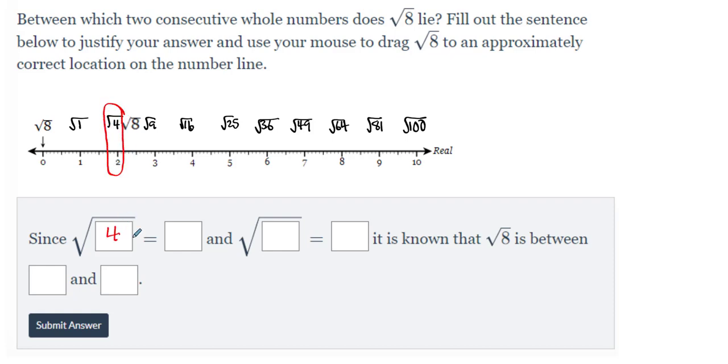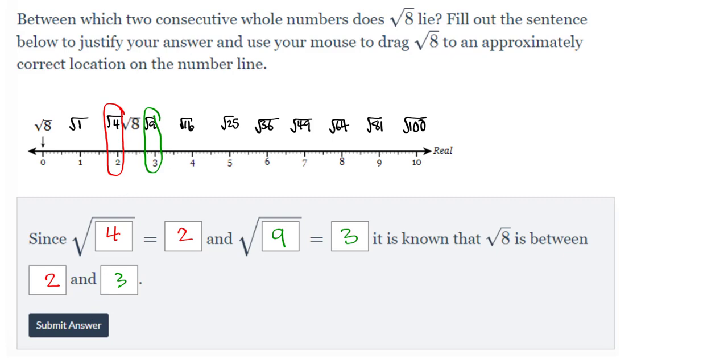So the square root of 4 is 2. Then after that, we have the square root of 9 is 3. And then we'll just simply go ahead and draw our conclusion. It is known that the square root of 8 is between, let's see, the smaller number was 2 and the larger number was 3. Submit the answer.